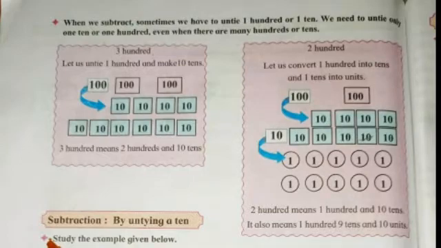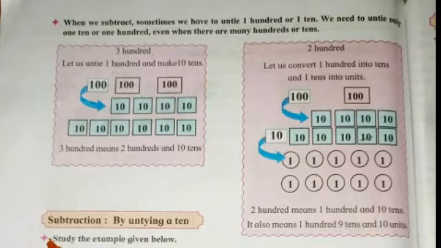Now see, in the first picture, 300. Let us untie 100 and make 10 tens. Now see, 300 picture they have shown us and 100 they have shown an arrow to the 10 boxes. Now see, 300 means 2 hundreds and 10 tens.